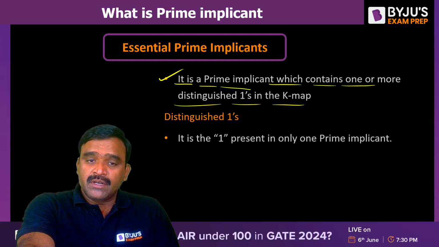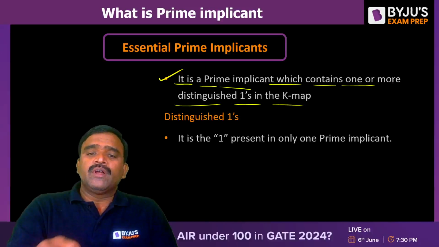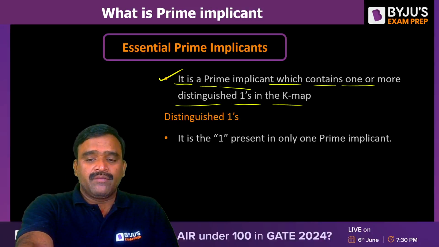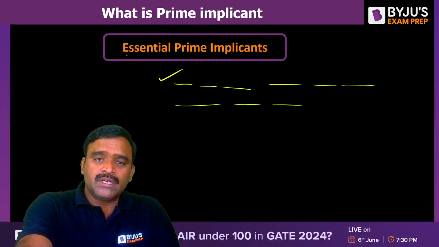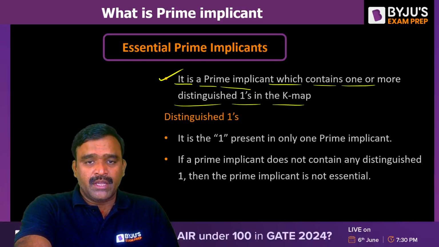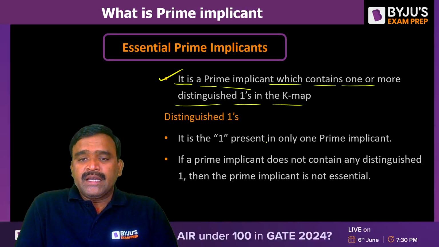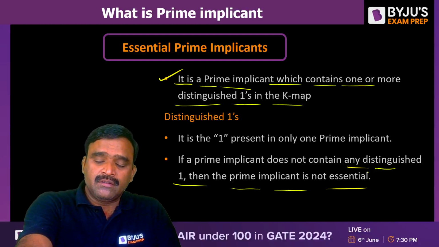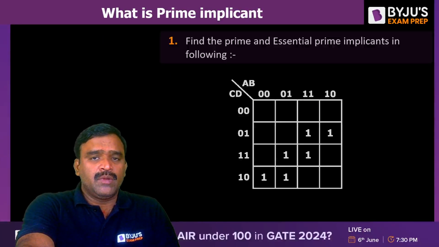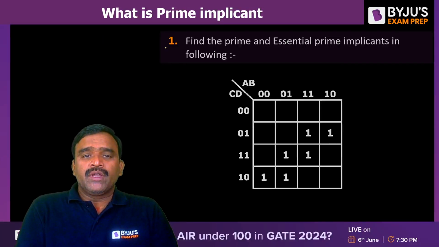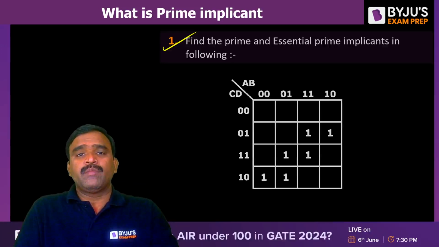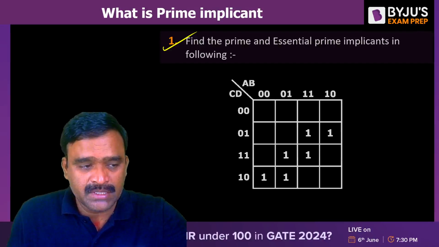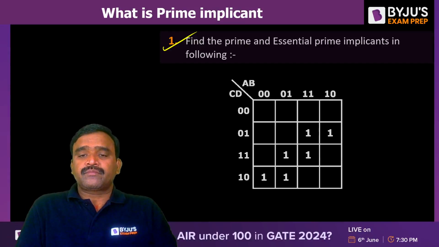So here it is a prime implicant which contains one or more distinguished ones. What is a distinguished one? It is the one present in only one prime implicant, not in multiple prime implicants. For example, in the previous example, this one is present in multiple prime implicants, so that is not a distinguished one. If a prime implicant does not contain any distinguished one, then the prime implicant is not essential. At least one distinguished one is required. Multiple is also okay. Now we can find essential prime implicants and prime implicants just by using this map very simply.